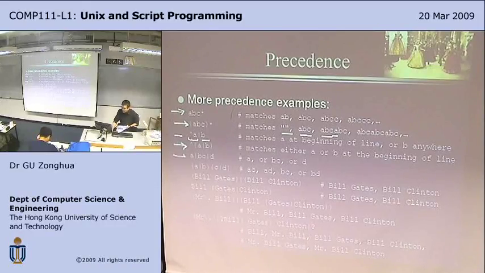So this one means match either A or the string BC or D. This one means match either A or B followed by either C or D. So it's AC, AD, BC, or BD.